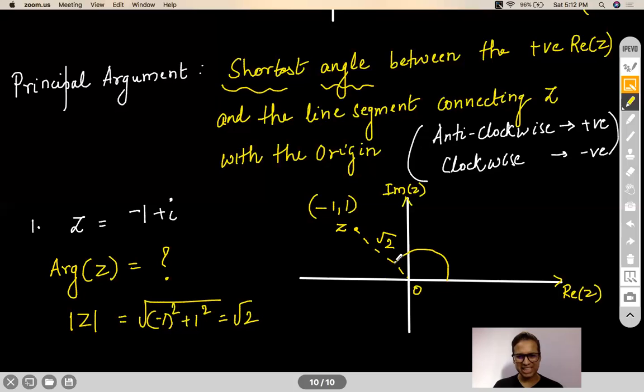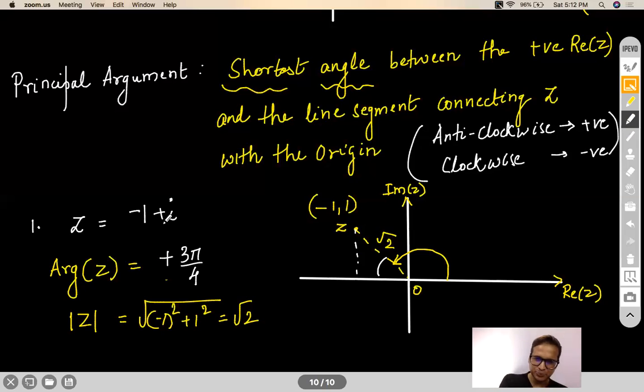Now when you're realizing this angle, you are going in an anti-clockwise fashion. So anti-clockwise means your answer will be some positive quantity. Let me write a positive quantity, even though you don't have to write it while actually writing the answer, just to make you understand since this is our first example. So what is this angle? Magnitude wise it is 45 degrees, so this is 135 degrees. So 135 degrees means 3 pi by 4. So this becomes your principal argument for this complex number.